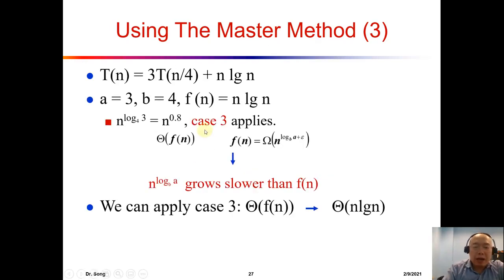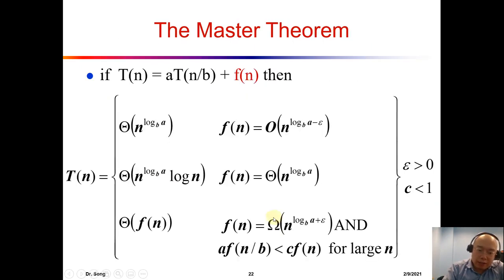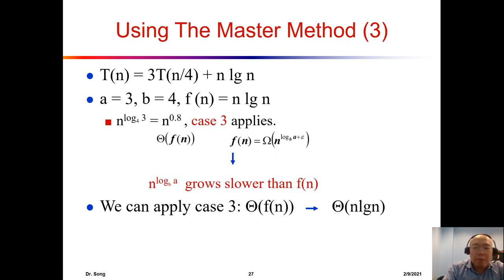So we can apply case 3, and how do we do that? For case 3, that is theta f(n). And in our example, what is f(n)? f(n) is n log n, right? So we can say this recursion is a theta n log n algorithm. We are done. Okay, so you see the power of the master method.